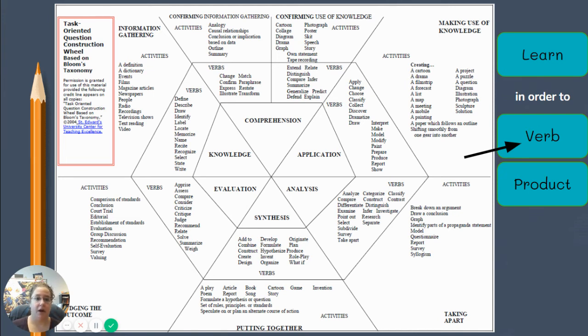If you are living in students will summarize, students will restate, students will confirm, then you know you're in that second level of comprehension, and you need to move your students around the circle to synthesis and evaluation.